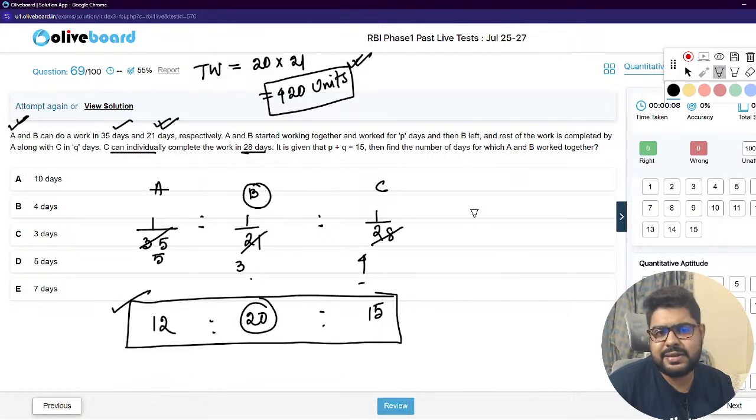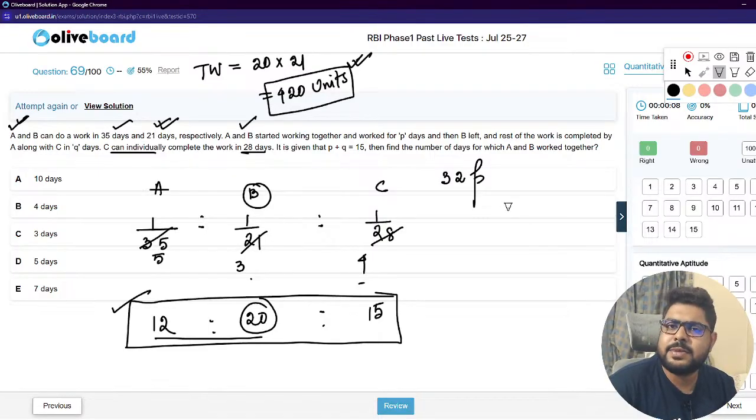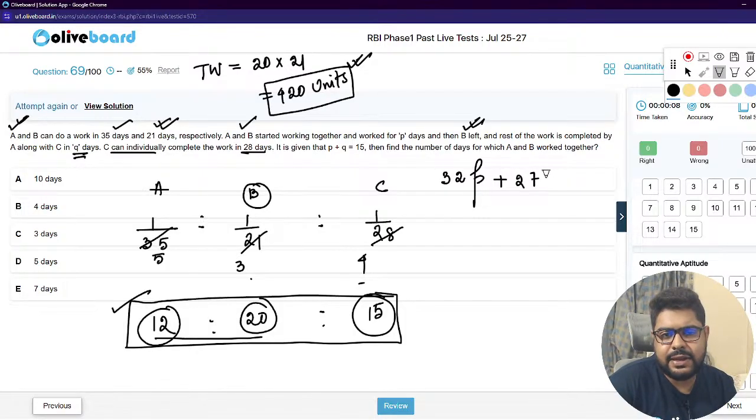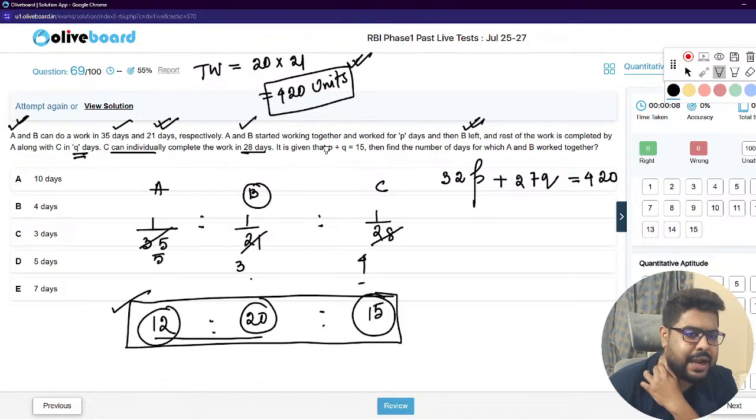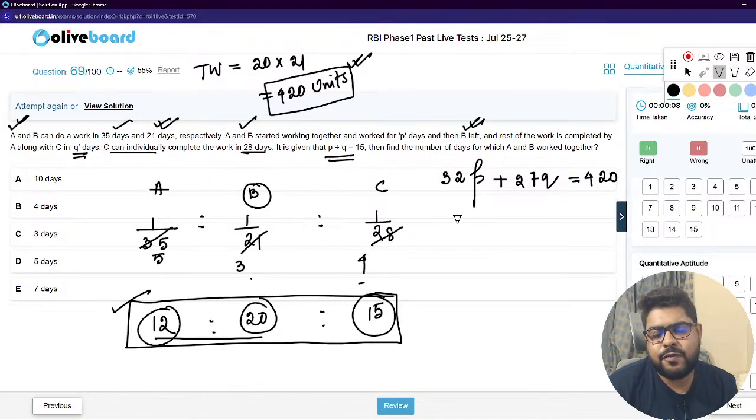Now the story begins. A and B work together for P days. So every day A and B work together, they complete 32 units of work. In P days, they will complete this much. Plus, B then left. Now, who will work, sir? A will work along with C for Q days. So, they will work 15 and 27, like 12, sir, 27. They worked for Q days and completed the total work. Now, total work completion means 420 units. Now they are asking, and also given P plus Q is 15, sir.